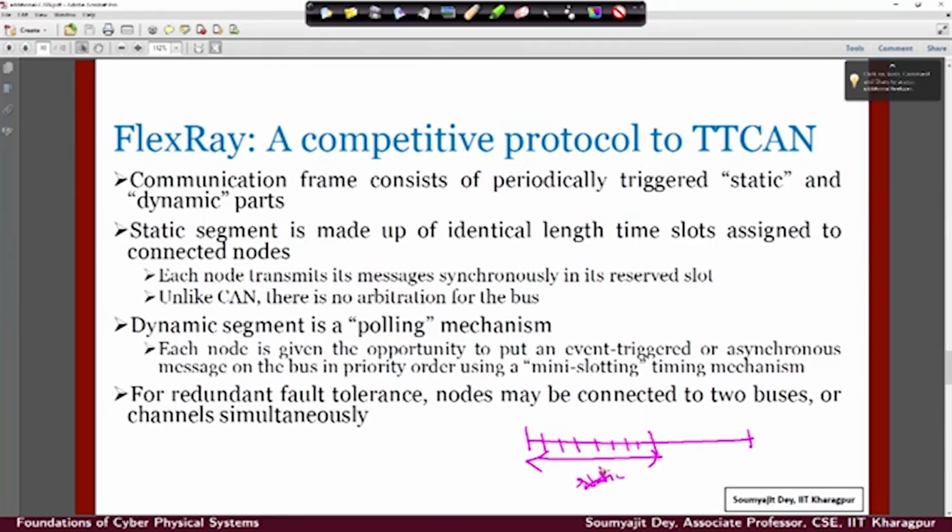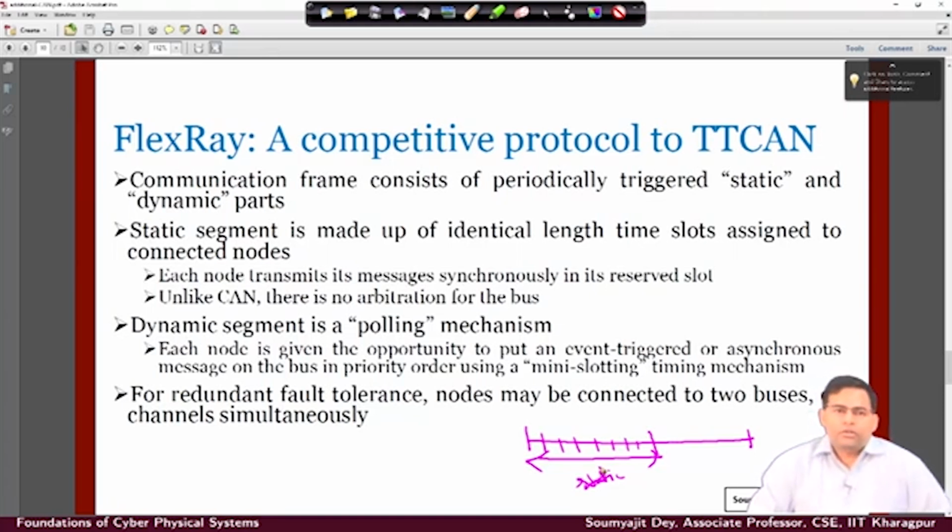And in those slots reserved for the respective nodes, they can send their messages. So there is no arbitration happening, right? Now the dynamic segment has something like a polling mechanism. So if I want periodic messages to be sent without latency, I must put them in the static segment. But we will also soon see, when we are doing schedulability analysis, that making things completely static is also a wastage of resources. That is why people like to keep things dynamic, or event driven, also.